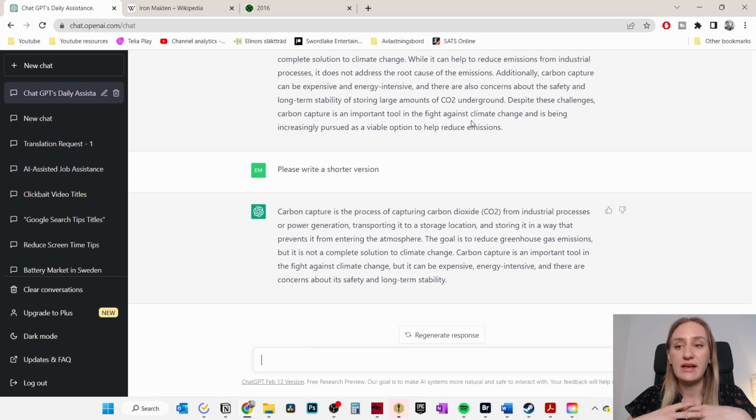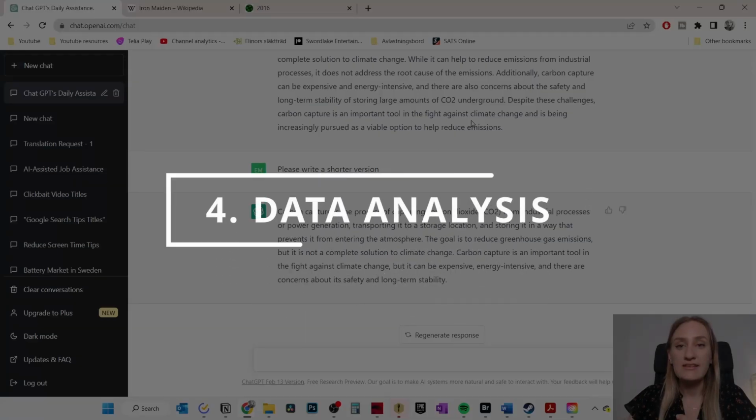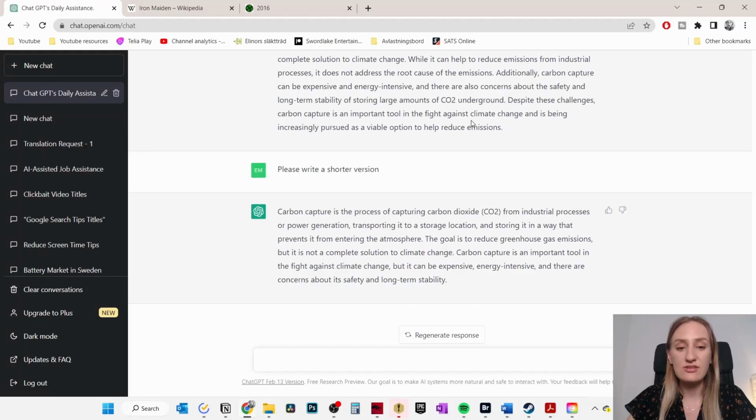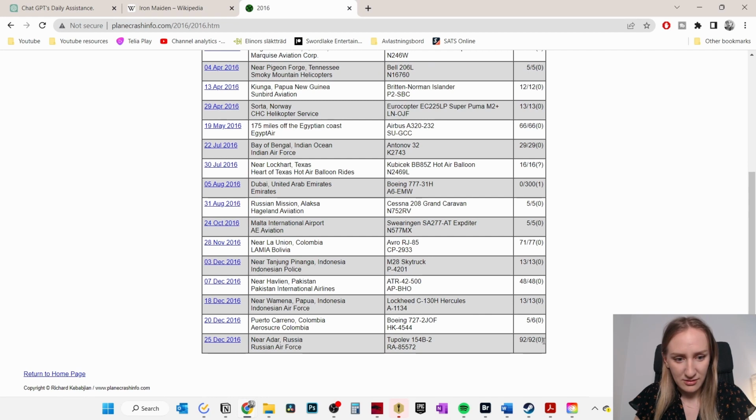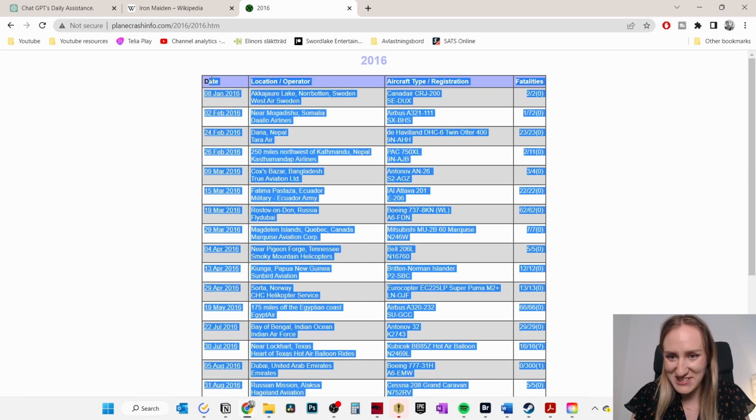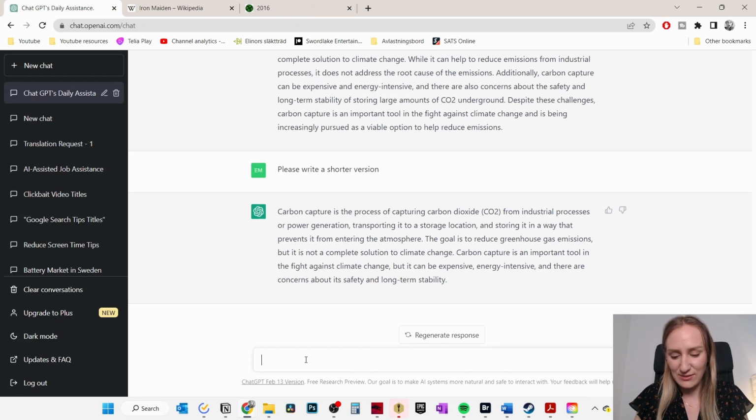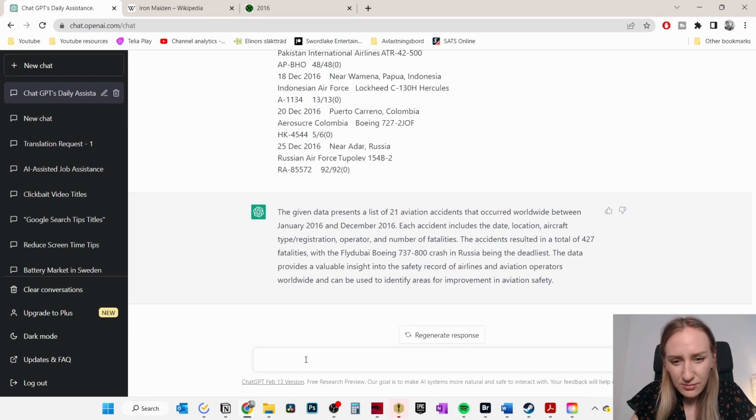Okay, so another thing that I know ChatGPT can do is data analysis. So let's just try it out, see what ChatGPT can help us with. I found this database of, so horrible, but airplane crashes from 2016. So I can just copy this into here and say, please analyze this data. Okay, so just when I phrased it like that, it just explains the data pretty much.